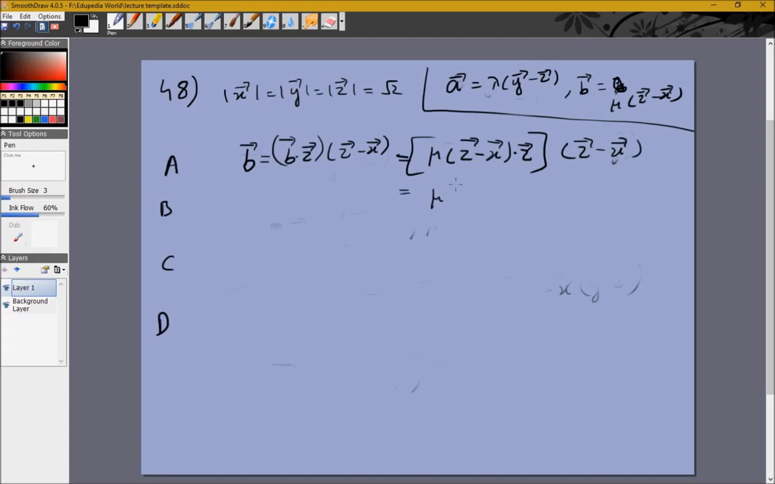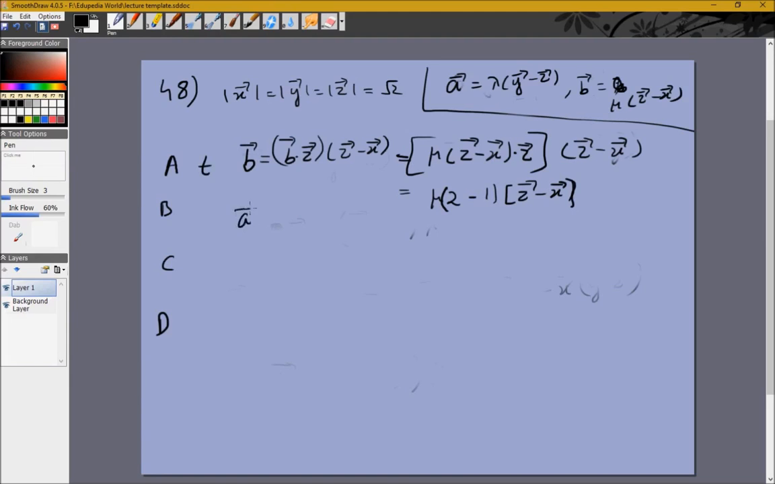So mu times z dot z is 2, because mod z is root 2, so mod z square is 2, and minus x dot z is 1, we already know that, times z minus x. So this is basically 2 minus 1 is 1, so mu times z minus x, which is actually b, so the first statement is true. The second one says a similar thing about a.